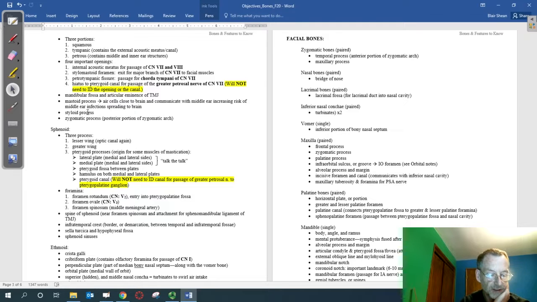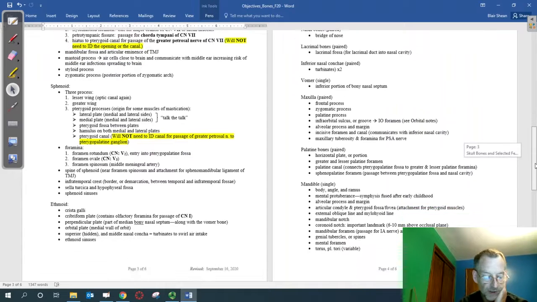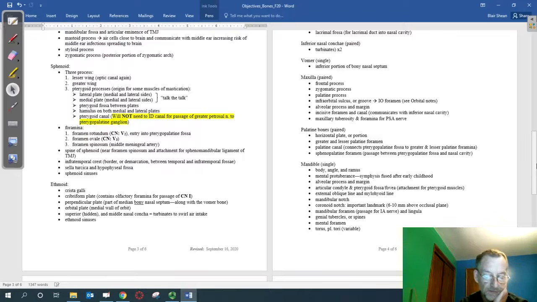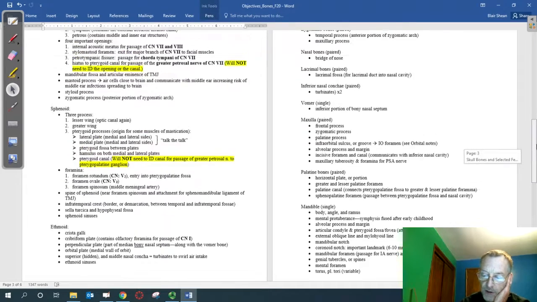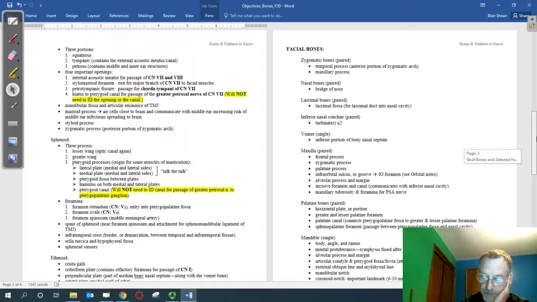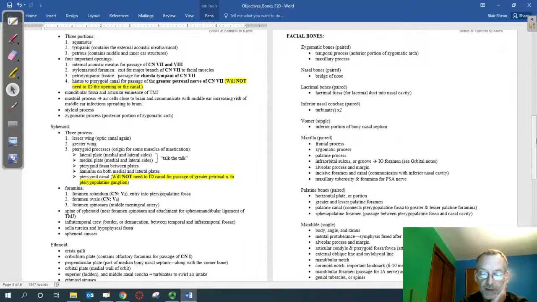So we finished off the sphenoid bone, the 3 processes, the lesser wing, greater wing, pterygoid process. We've talked about different plates. And we've gone through the foramina, the foramen rotundum, ovale, spinosum, etc. We've done, and we finished with the ethmoid bone. And now we're over to page 4 on the right, and we're starting with the facial bones. And we'll just go down this list. Okay, back to the slides.